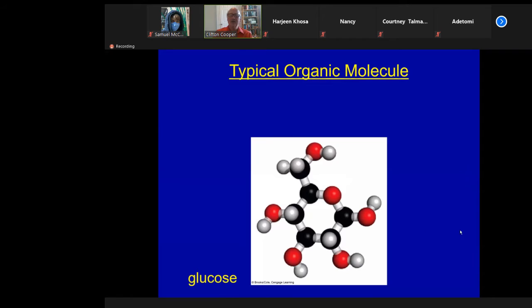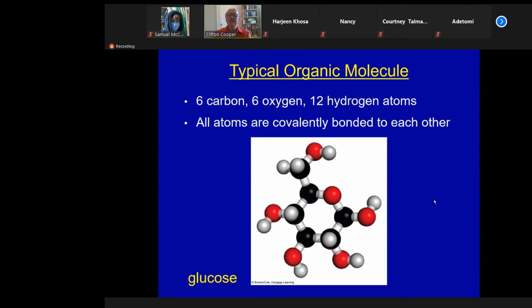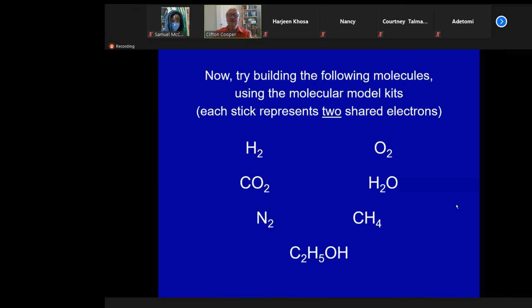But here's another one. Typical kind of an organic molecule, the glucose. And again, all of these sticks that are connecting the different atoms, including these very short ones here, all of those are covalent bonds. So, given that, we can make a few more of these molecules.